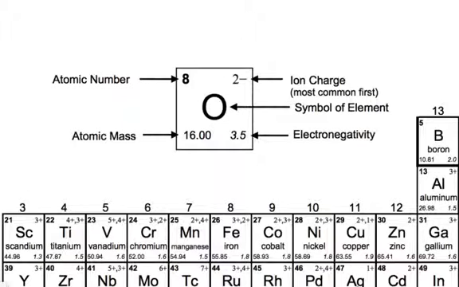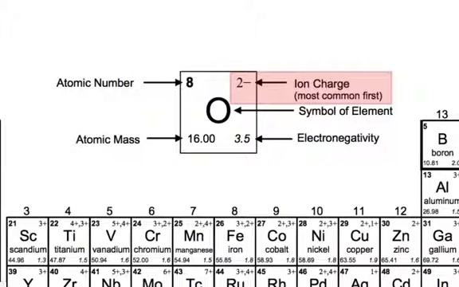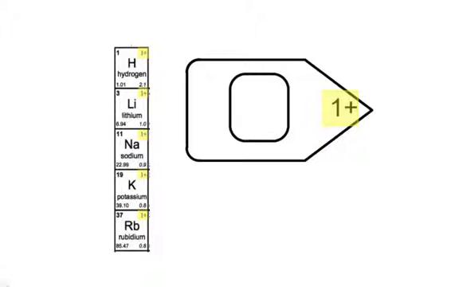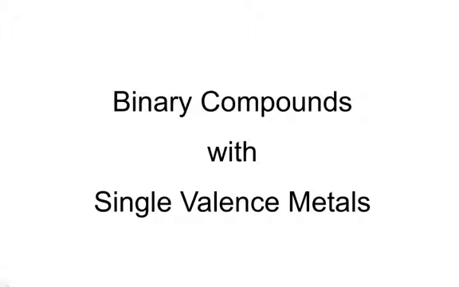In the upper right-hand corner of each element, you'll find an ionic charge. In the case of oxygen, it's 2 negative, or some might refer to it as -2. Using the manipulative, we see that the anions, or the negative ions, have an indent to represent the number of negative charges. In the case of the positives, they have a projection, also equal to the number of charge. Let's start with binary compounds with single valence metals.